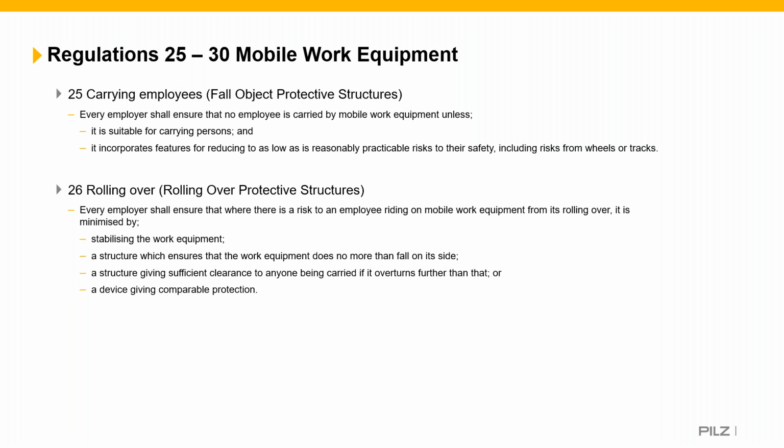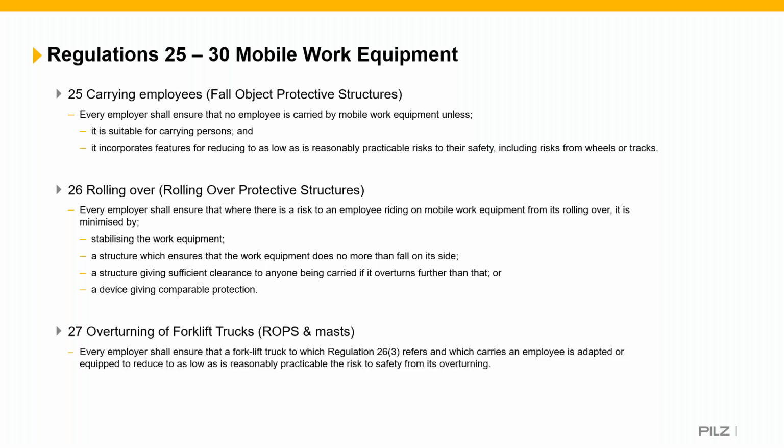Regulation 26 looks at ROPS, as they're commonly known, so rolling over protective structures. So where there's a risk of anyone being carried by mobile equipment, being crushed by it rolling over, then employers need to ensure that it has a suitable restraining system. So here we're looking at things specifically about applications for forklift trucks and their sort of structures, where we need to ensure that we have adequate provision for stabilisation, the rollover protective structure, so there's a frame that sits around the cab or the operator's position, and again, restraining systems like seat belts, etc.